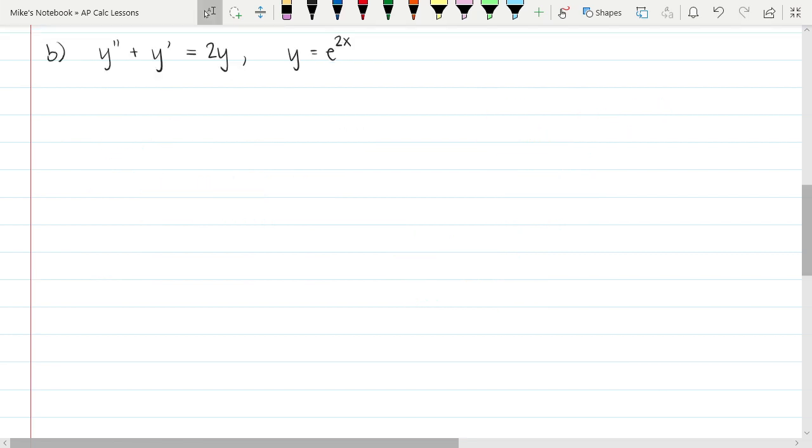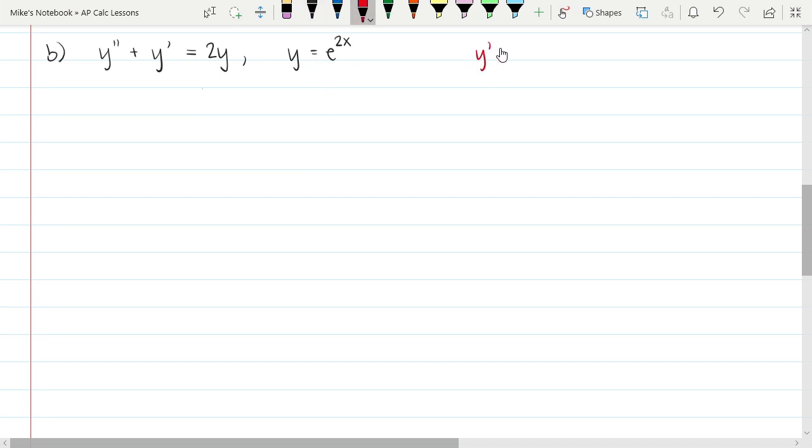So let's go ahead and take a look at a second example here. So this time we've got the second derivative of y plus the first derivative of y equals 2y. And our proposed possible solution is y equals e to the 2x. So again, we're just determining, is y equals e to the 2x a solution of this differential equation? Well, in order to do that, we are going to need to find the second derivative as well as the first derivative of y. So let's go ahead and do that.